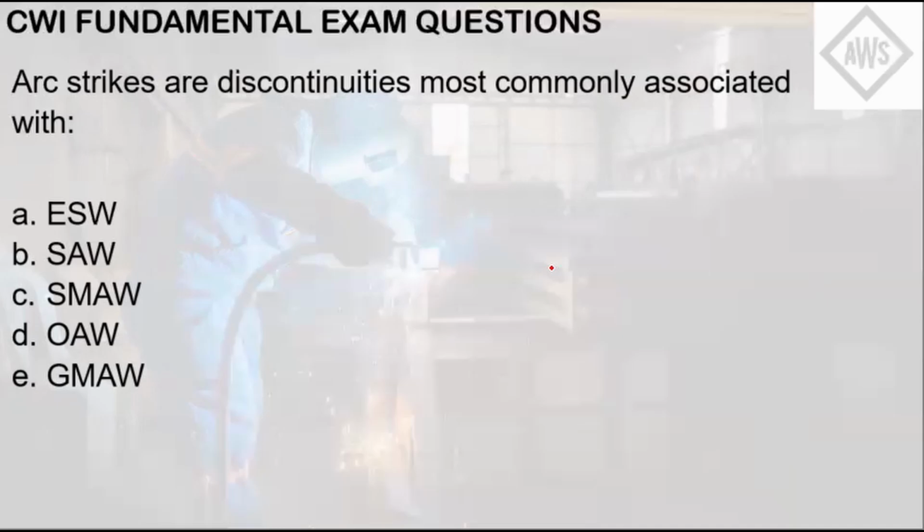A and B are automatic processes, so this will not happen. ESW and SAW. OAW is operated by a torch, which likely won't happen. GMAW can have arc strike occur, but not as much as SMAW. So the answer here is letter C, SMAW.